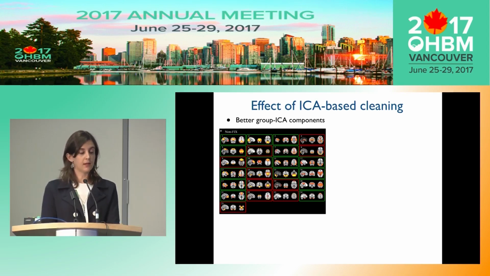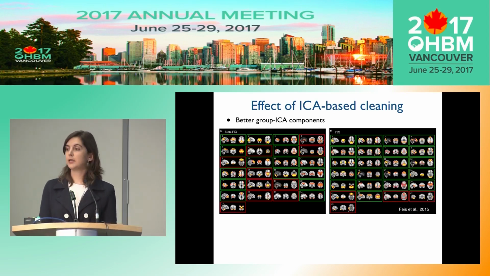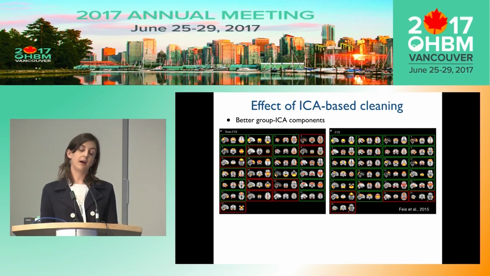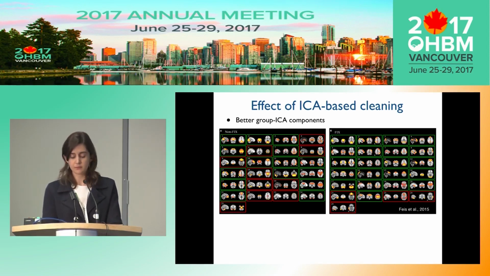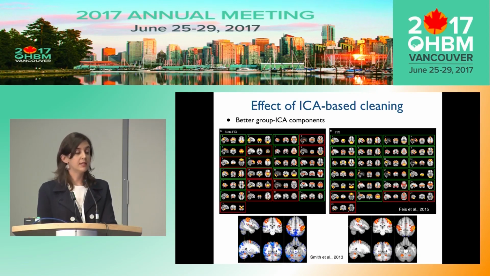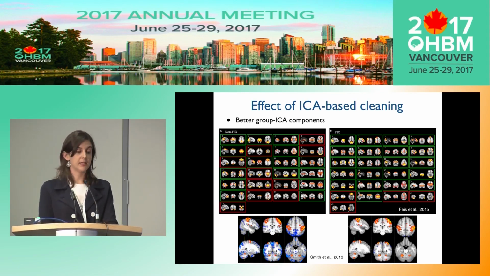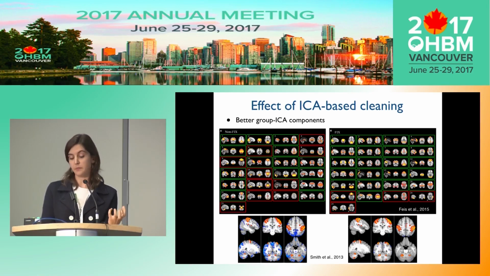If we clean them with an ICA-based approach, in this case FIX, and we extract the same number of components, you will see that the number of artifactual components that are still in the data is much less. And also, it's not a matter of just the number of good components, but also the quality. So this is an example of a group component extracted from the Human Connectome Project before and after cleaning. As you can see, it's still a resting state network, still a sensory motor network, but it's much cleaner, and the Z value is much stronger after cleaning.